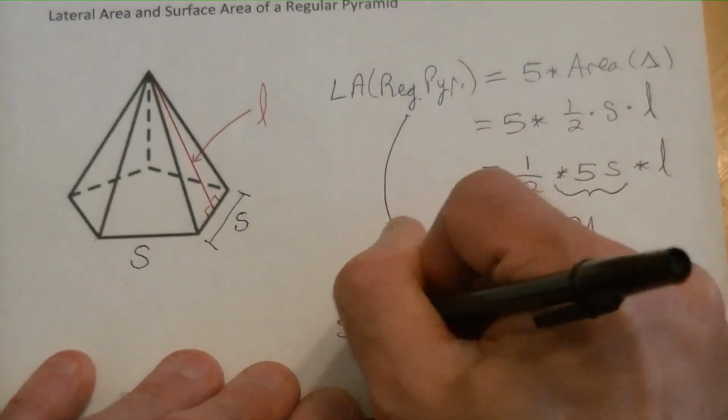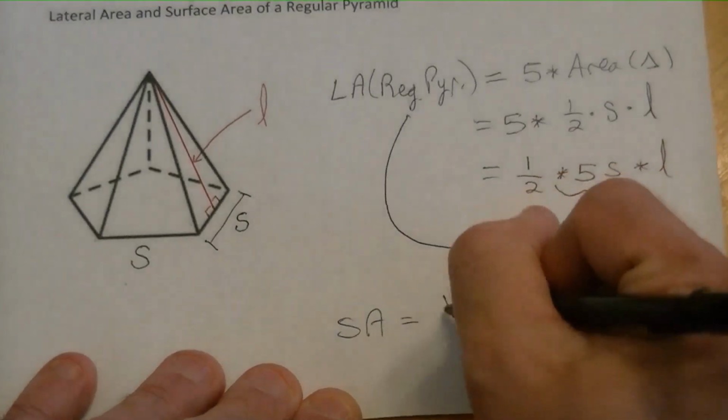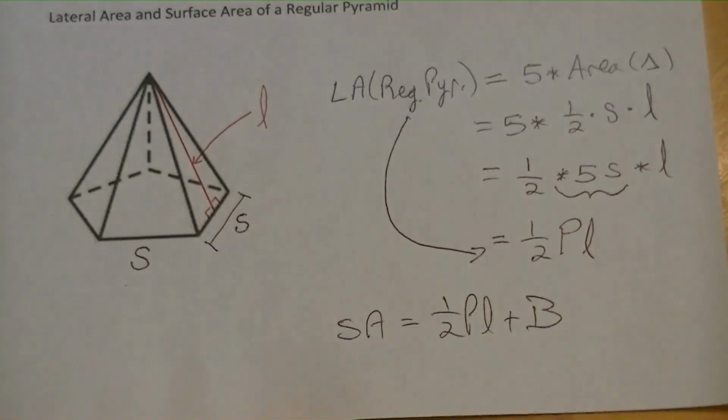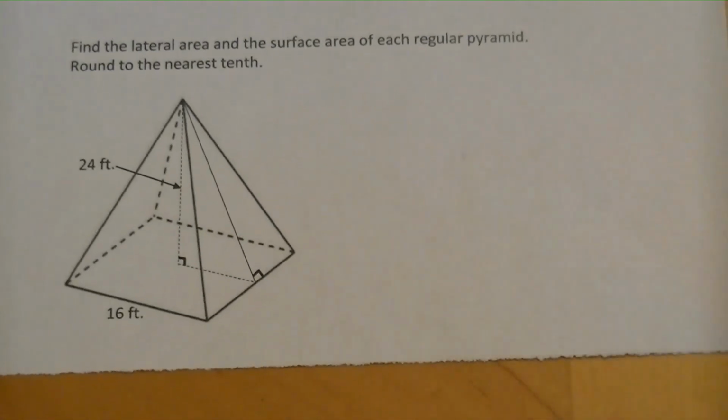Surface area, of course, is just going to be all of this plus the area of the one base on that pyramid. So those are the formulas we'll be using in the 4 examples I set up. Here's the first one for you to try. Can you hit the pause button and figure out the lateral area and surface area? We're going to round today to the nearest tenths.